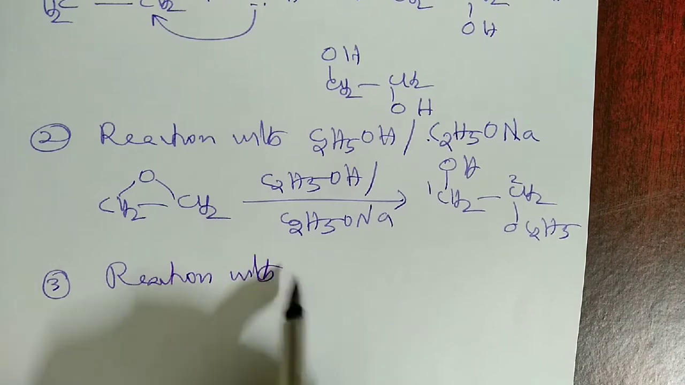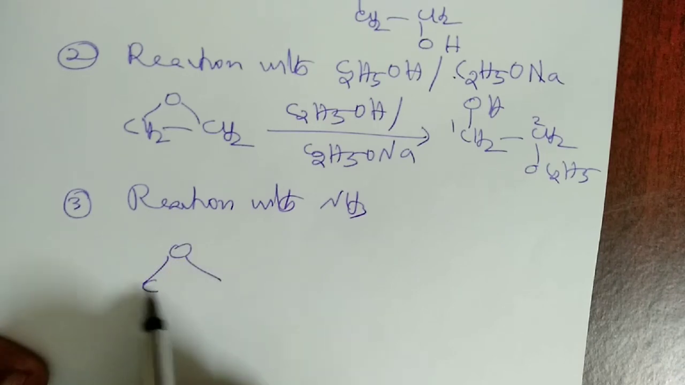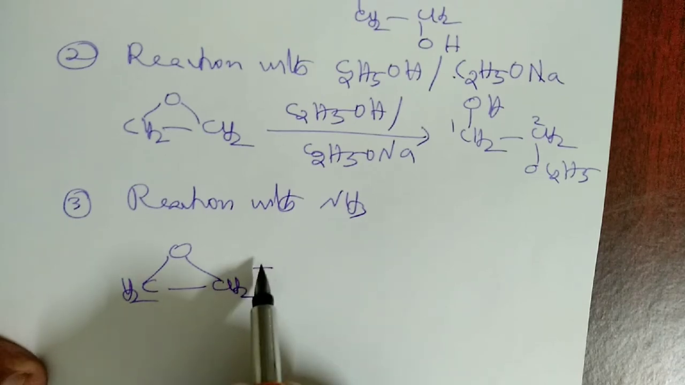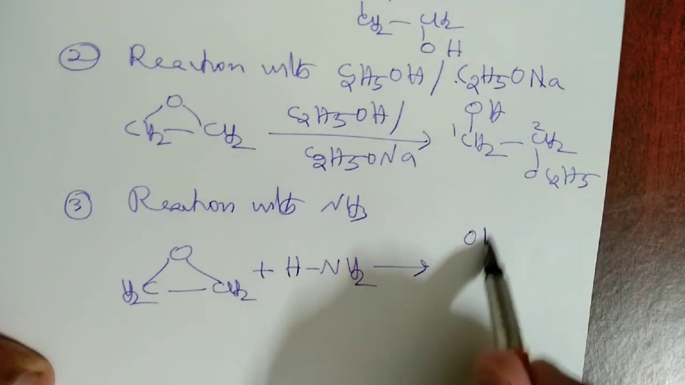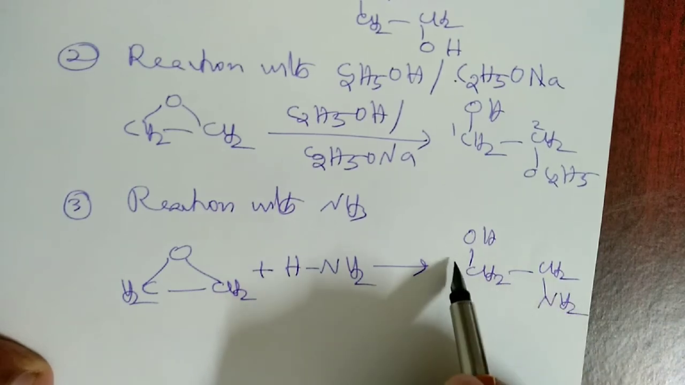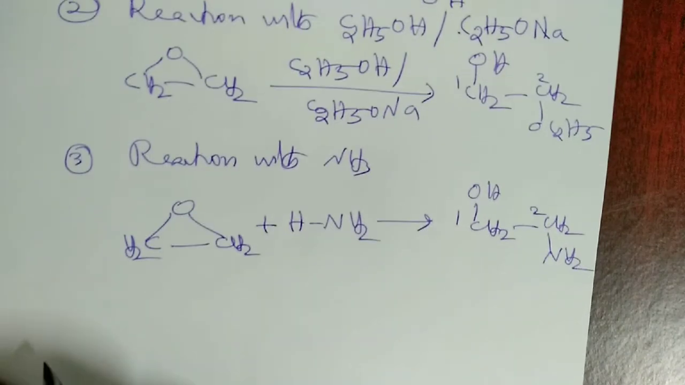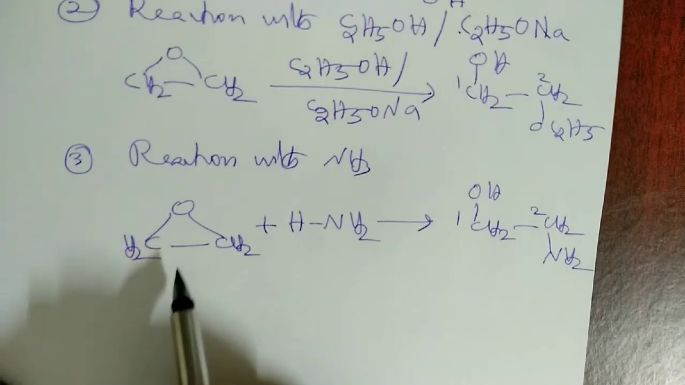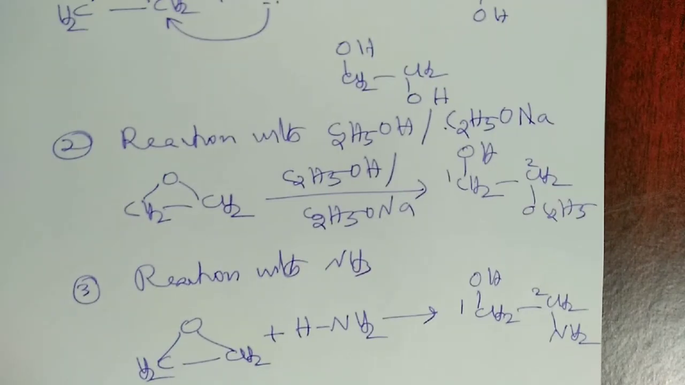Reaction with ammonia. Beta amino ethyl alcohol is obtained. That is 2-aminoethanol or a beta amino ethyl alcohol. These reactions are examples for base catalyzed ring opening reactions given by epoxides.